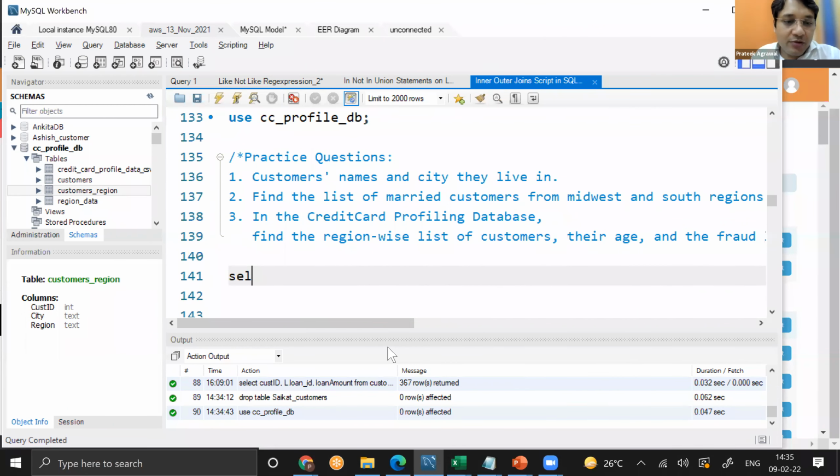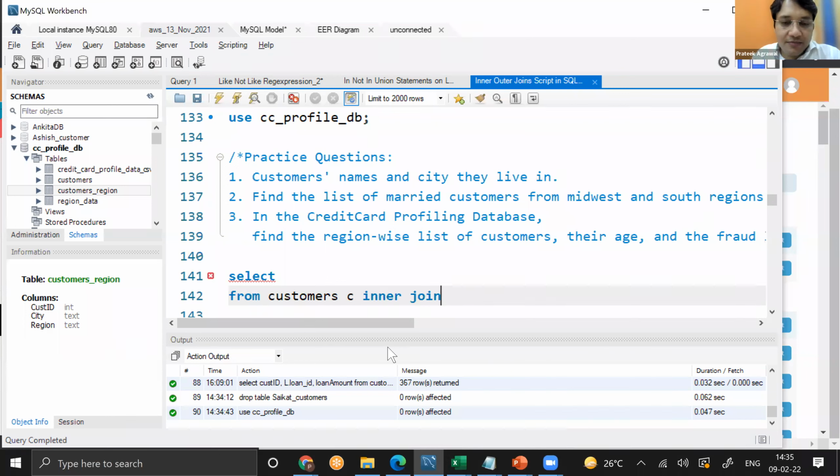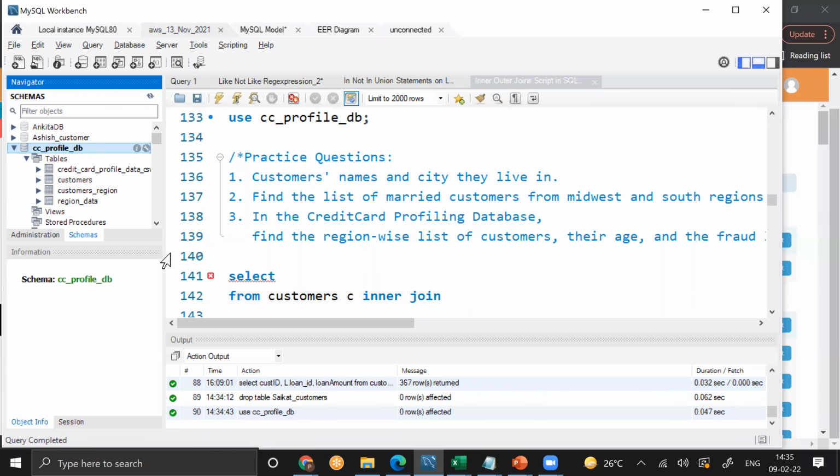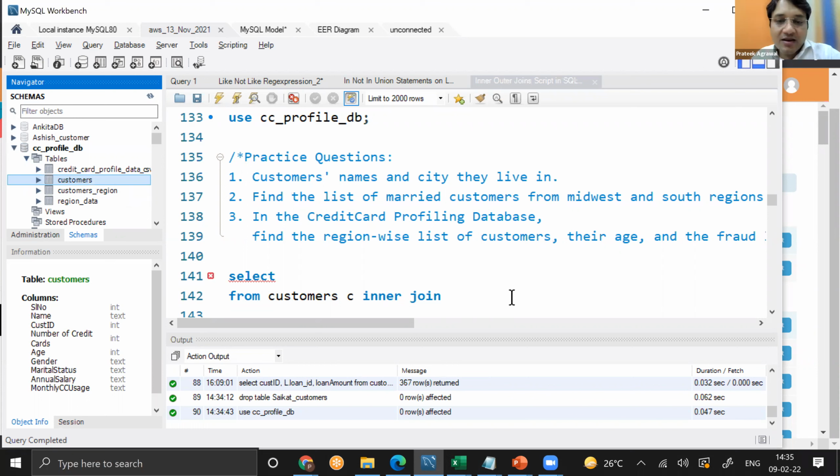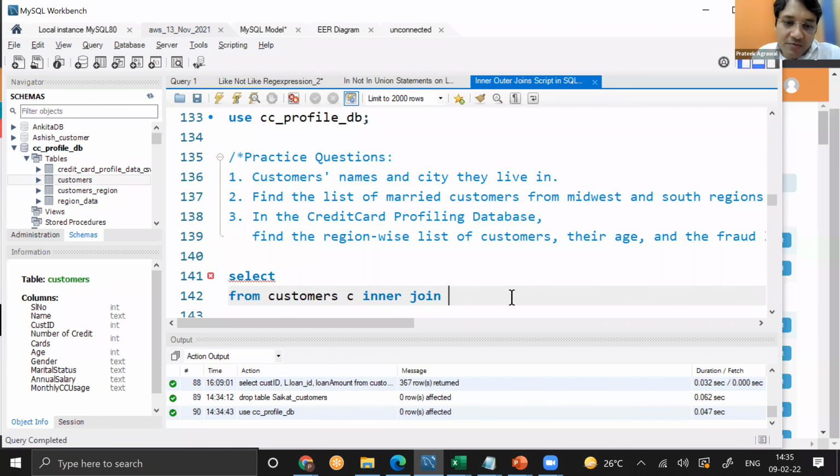So the 2 tables that we will join here would be from customers, let's say C, inner join. Just for my understanding, so we'll not use the loans_new database, right? We'll use the CC_profile_DB, that one, right? Okay, because I was not finding the name and the city. Okay. Yeah, I got it. Yeah, okay. Sorry.